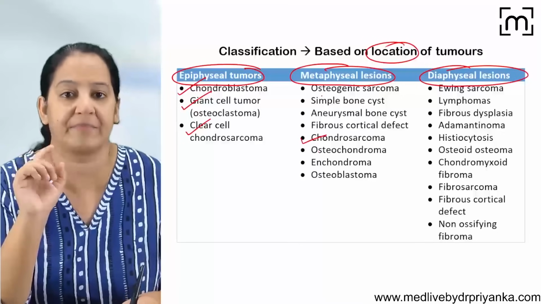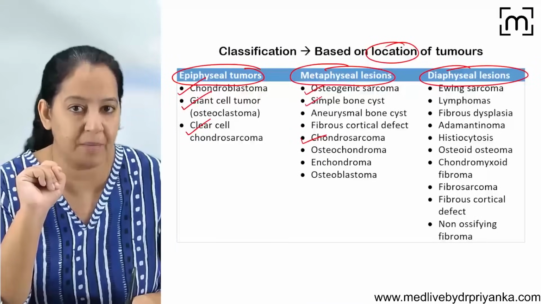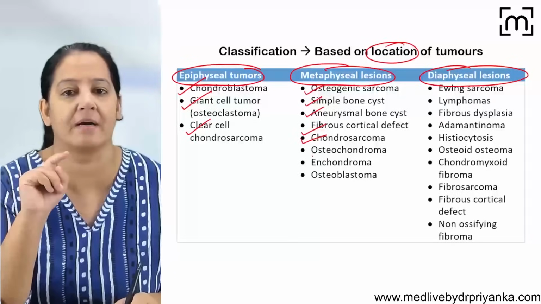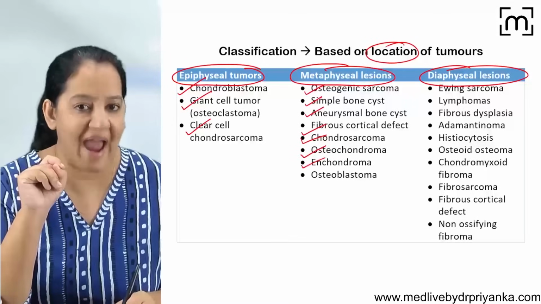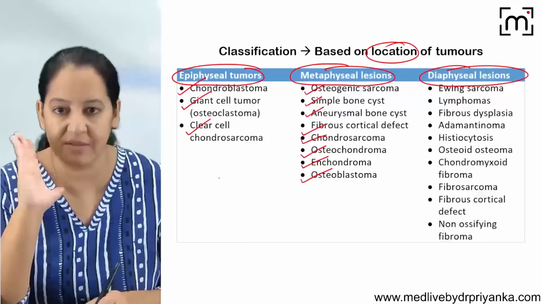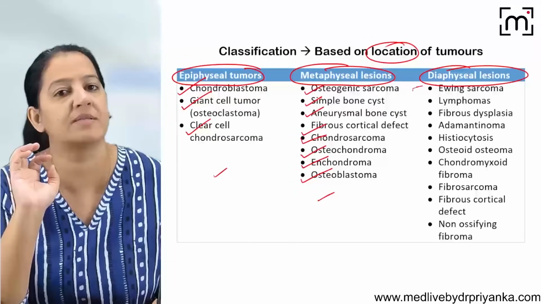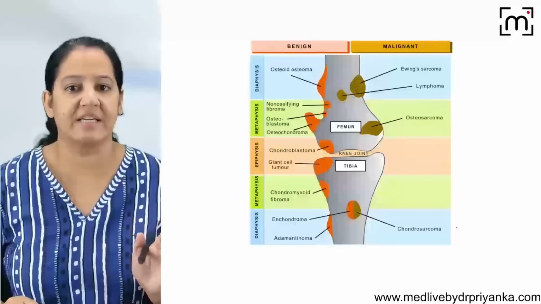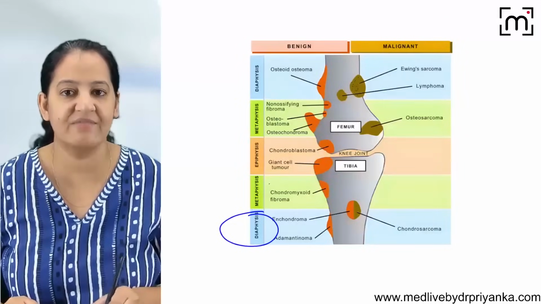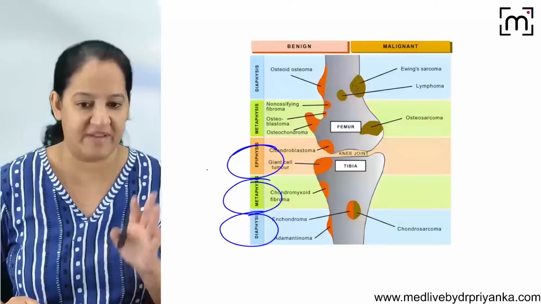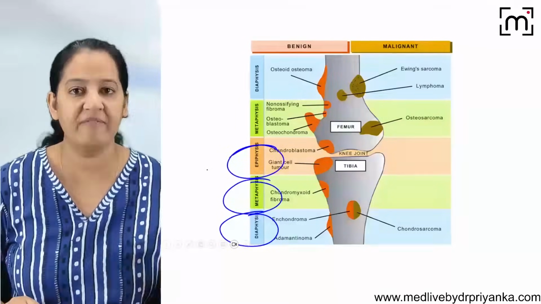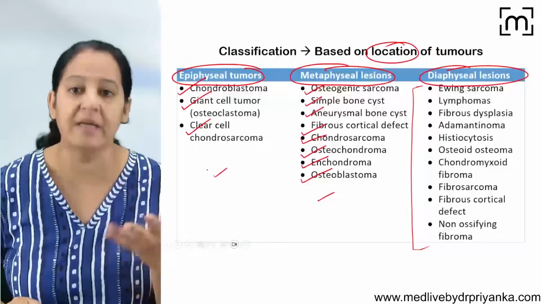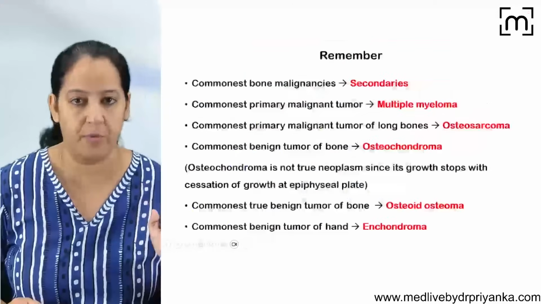Now the metaphyseal tumors are osteogenic sarcoma, simple bone cyst, aneurysmal bone cyst, fibrous cortical defect, chondrosarcoma except clear cell chondrosarcoma, osteochondroma, chondroma, and osteoblastoma. So you have to learn this category; all the remaining tumors arise from the diaphysis, you can learn it like that. You can see the same, whatever I told you, here in the diagram, showing which tumors arise from diaphysis, metaphysis, and epiphysis. One by one, when we see the details of each tumor, we will see this diagram again and see which portion of the bone that particular tumor arises from.